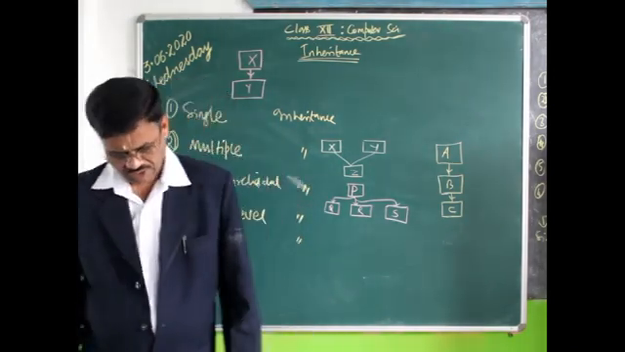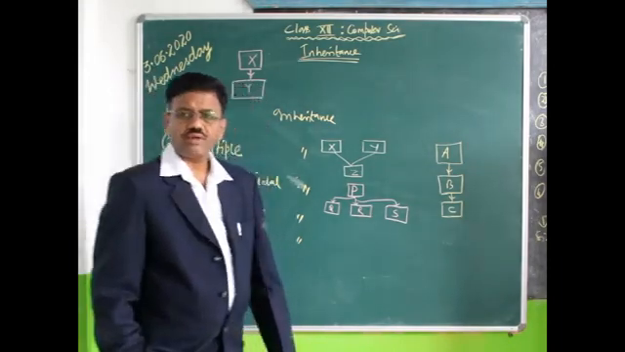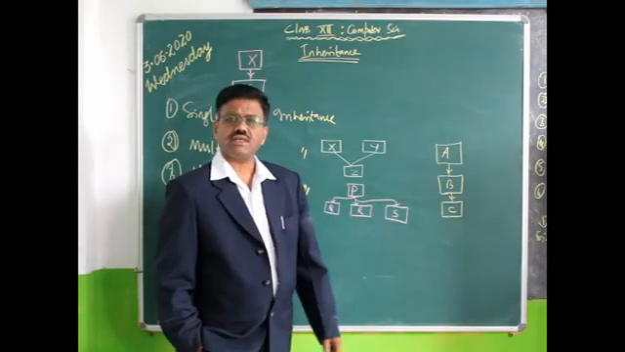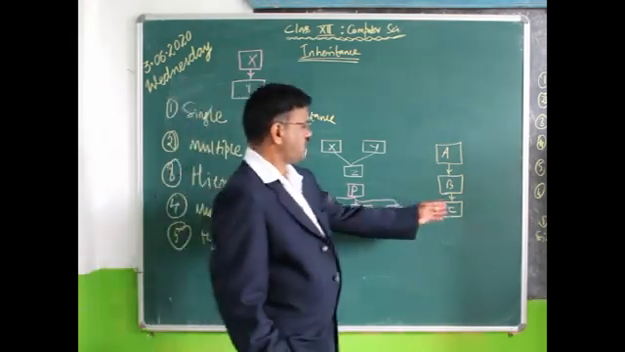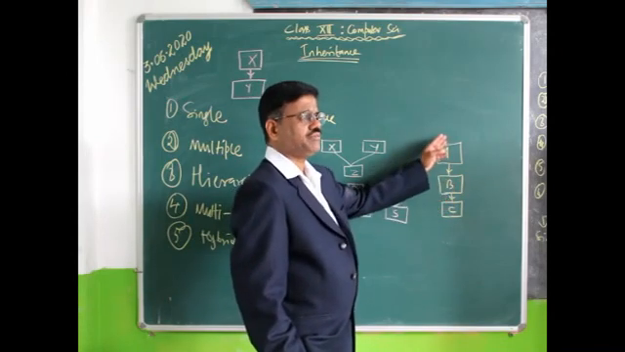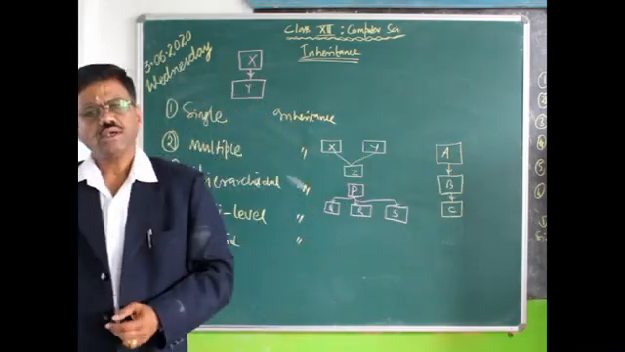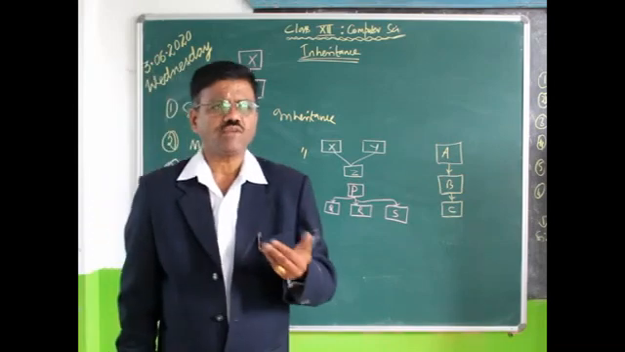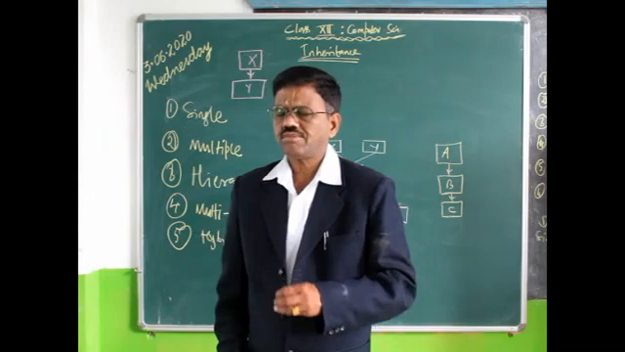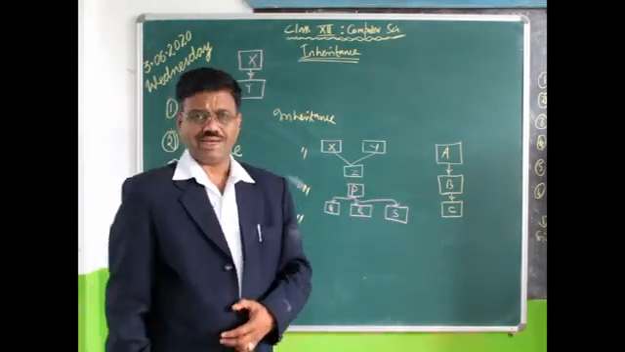Now, let me tell you, the next one is called multi-level. Here itself you can see, this is multi-level. In multi-level, C inherits from B. B inherits from A. Do you have more than 2 levels? If it is more than 2 levels, if inheritance takes place, then this concept is known as multi-level inheritance. What do you mean by hybrid?